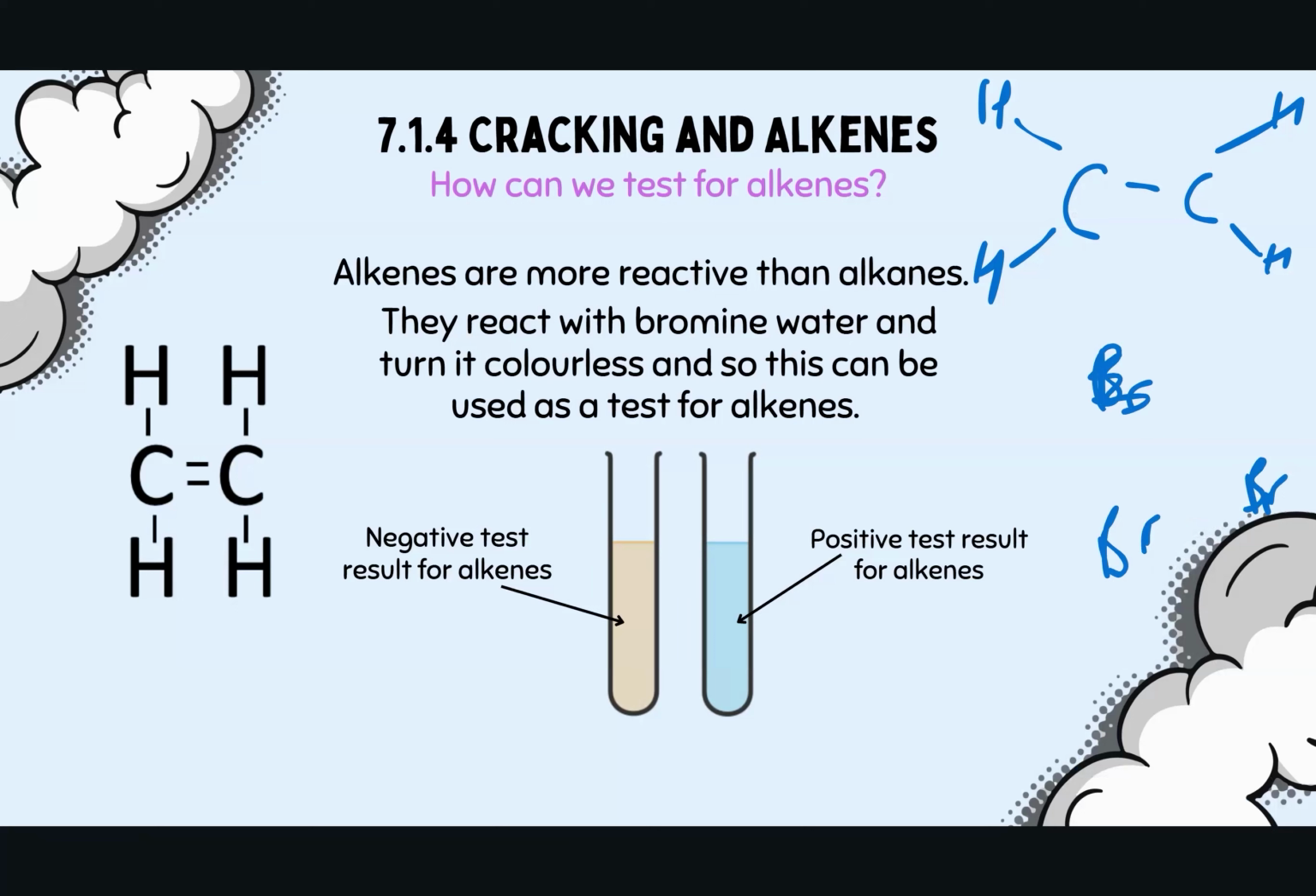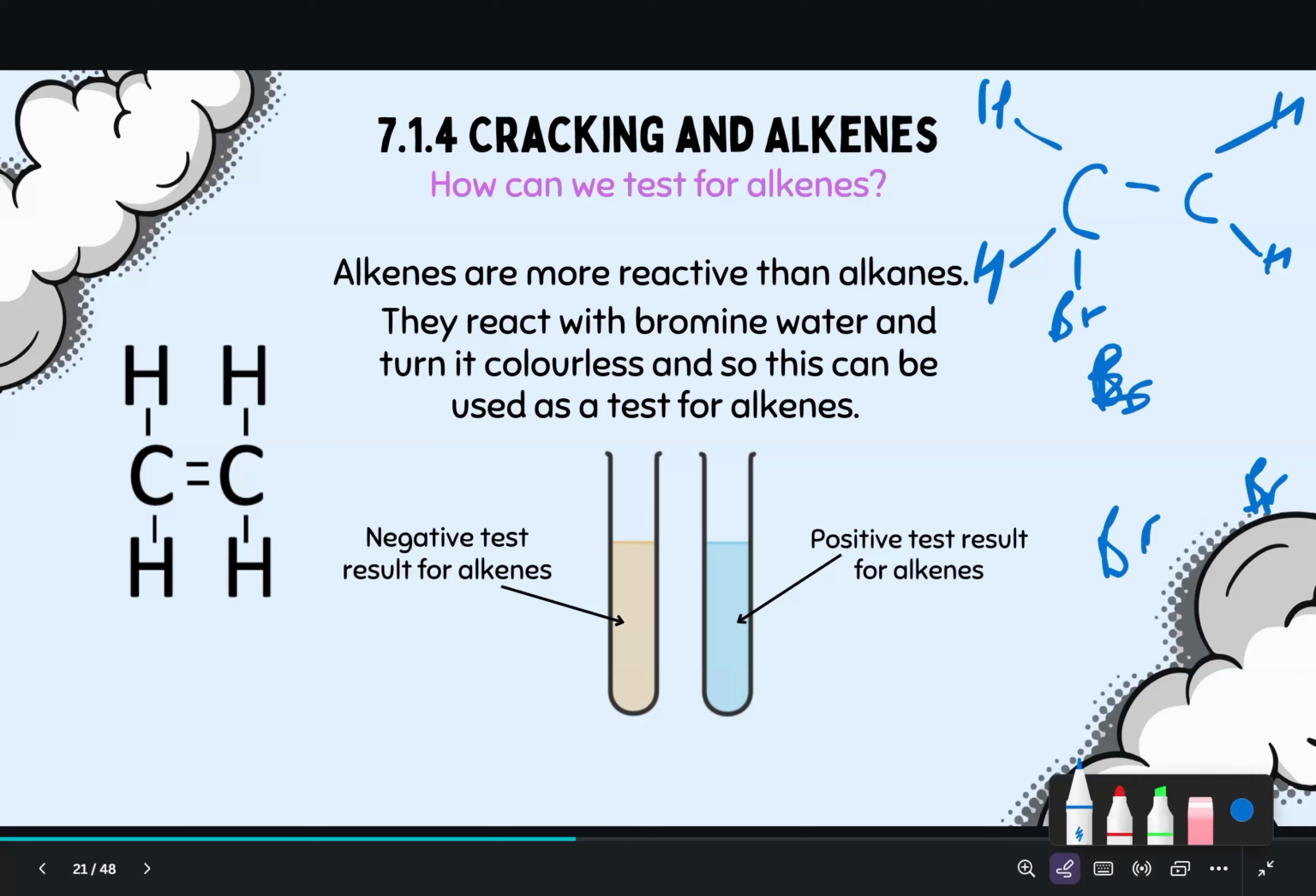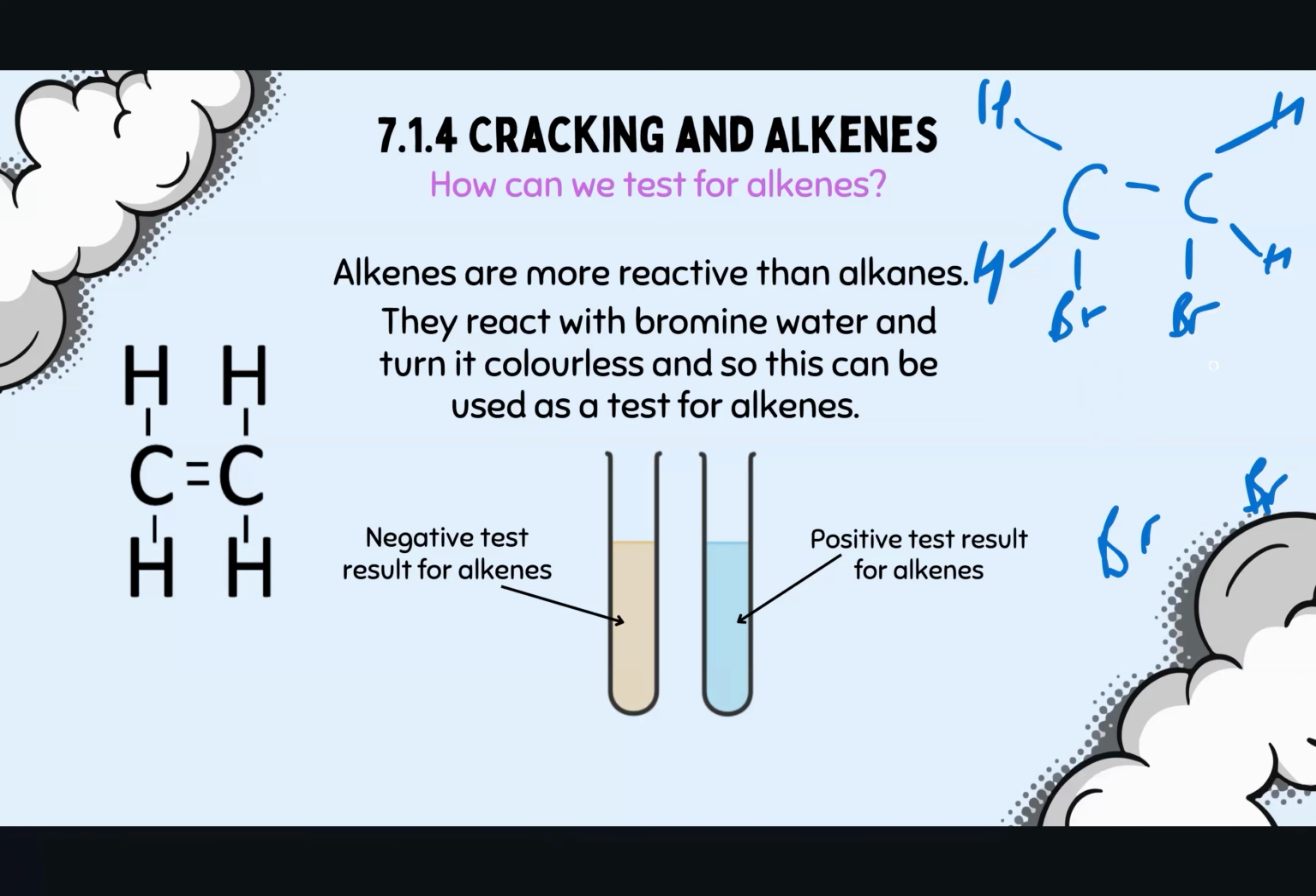One bromine now attaches here, because don't forget, carbon can have 4 bonds. So now that double bond is broken, that carbon is now able to bond to the bromine. So what that does is, it takes the bromine out of the water. So alkenes turn the bromine water colorless because it takes the bromine out of the water. In other words, it takes away the orangey red color.